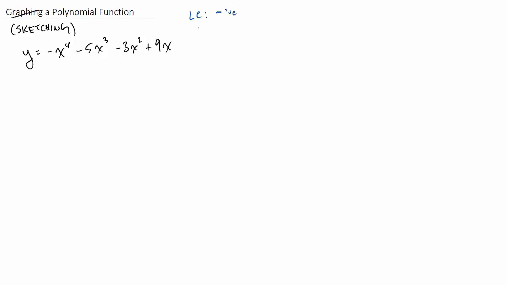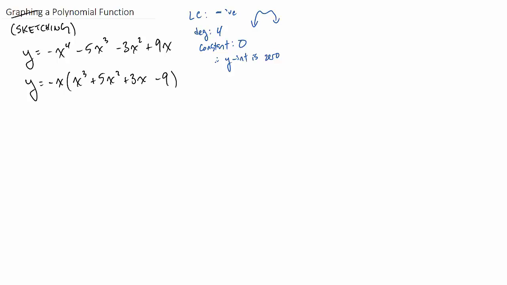We know that the leading coefficient is negative and that the degree is 4, so we know the shape is going to be something like that. And notice the constant is 0, which means we already know the y-intercept is also 0, because there's no number at the end, just x's. So first thing I'm going to do is factor out all the negative x's. It leaves me with a cubic function inside the brackets. And we also know now that there must be a root at x equals 0, which makes sense if we know the y-intercept.